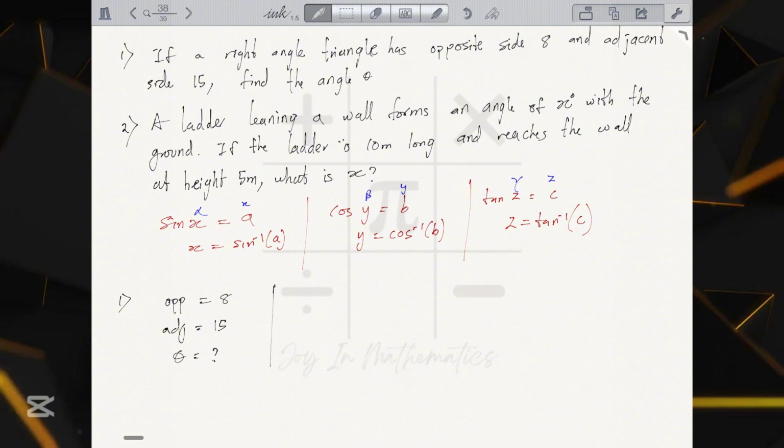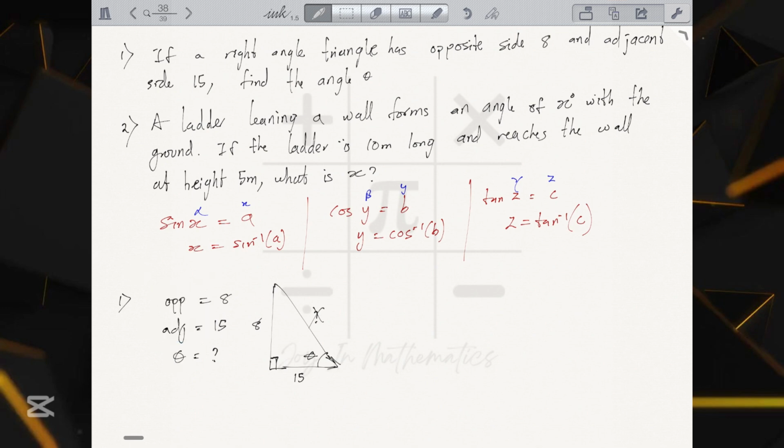Now we have a right angle triangle. The right angle triangle has angle theta, and in the question it says it has an opposite side of 8 and an adjacent side of 15. The hypotenuse was not given. Now we want to find angle theta. Now look at what we have. We have opposite, we have adjacent, and we have theta.